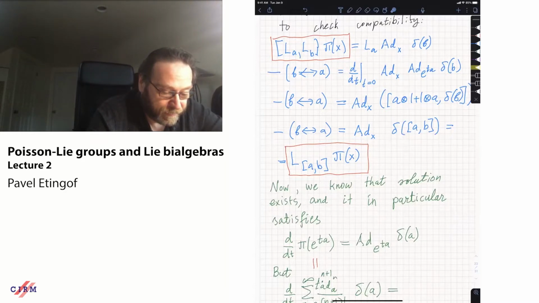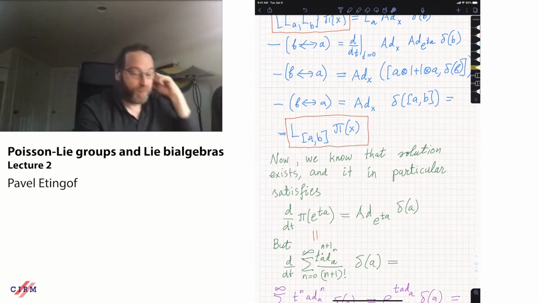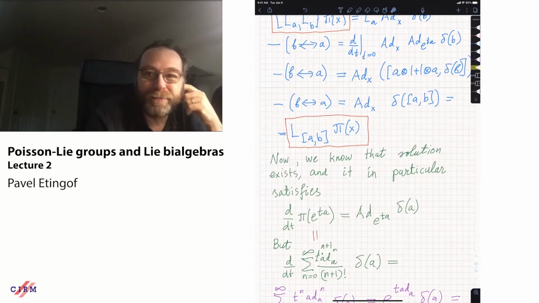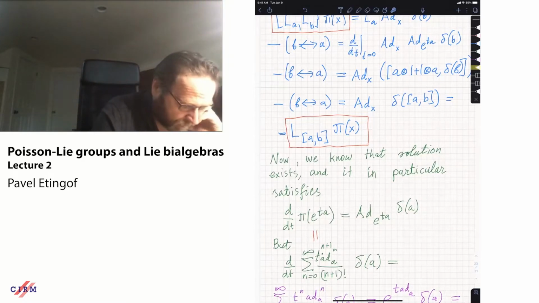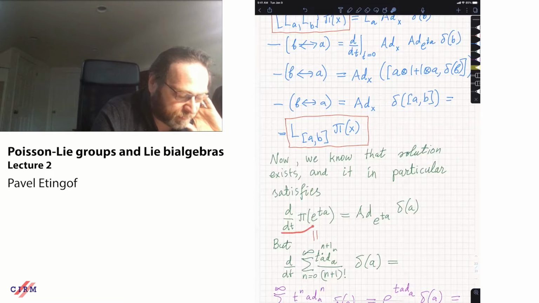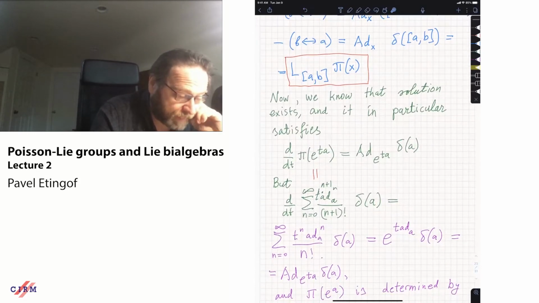And in particular, it's unique if we have the initial condition pi of e is 0. Now we can compute this solution. We can look at just the one-parameter subgroup, because we need to compute the solution at the point e to the a, so we can look at the one-parameter subgroup e to the ta and solve the differential equation along this subgroup. So we get d over dt of pi of e to the ta. According to the differential equation, this is just adjoint of e to the ta acting on delta of a.